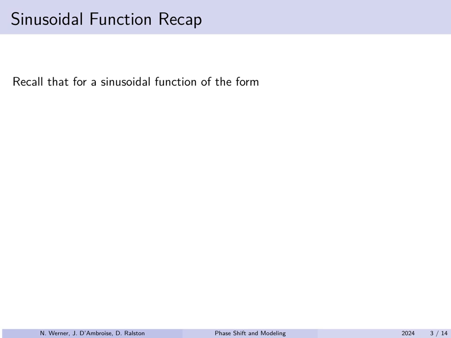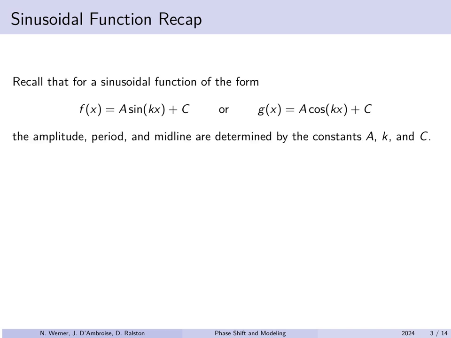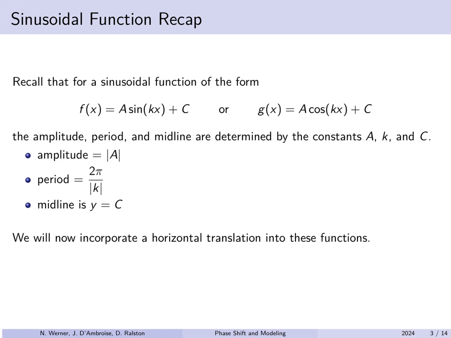So remember that for a sinusoidal function of the form A sine of kx plus c, or cosine, the amplitude, period, and midline are determined by A, k, and c. Specifically, the amplitude of the function is the absolute value of A, the period is 2 pi divided by the absolute value of k, and the midline is the line y equals c. So now we will incorporate a horizontal translation into these functions.